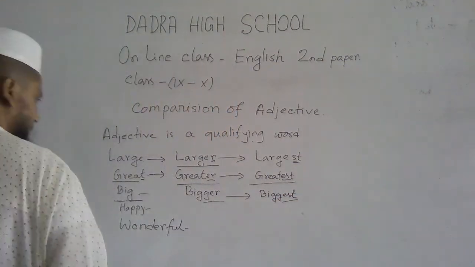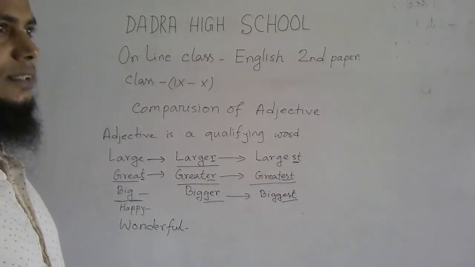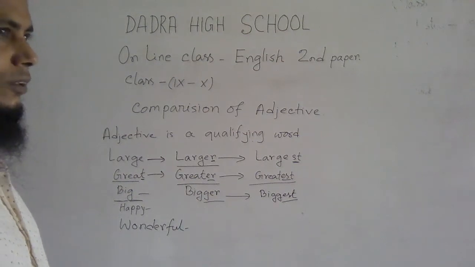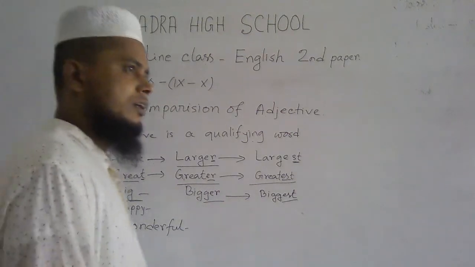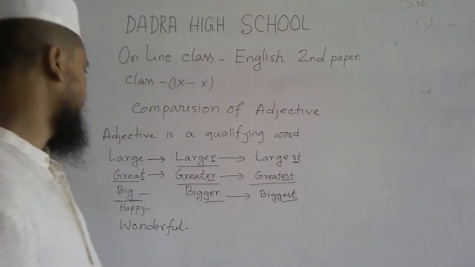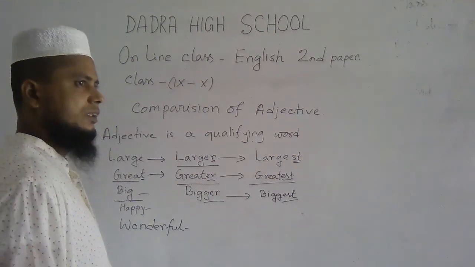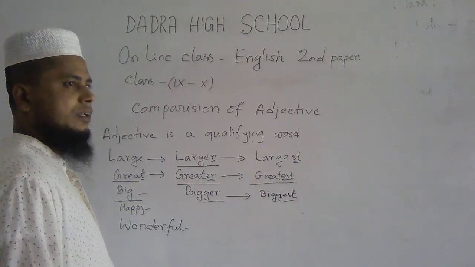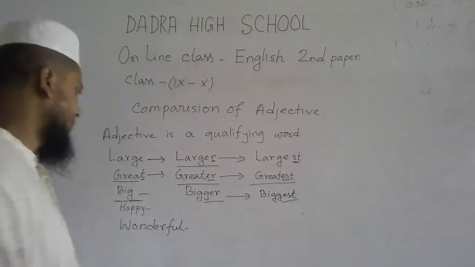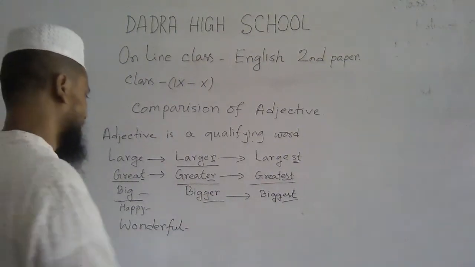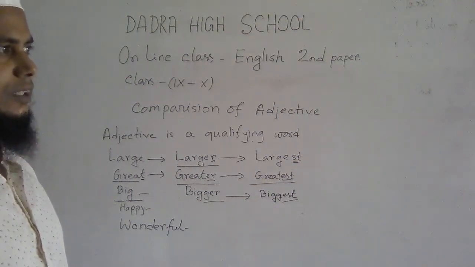Thus, you can treat such words that end with a consonant, when this consonant follows a single vowel. For those words, you will make the consonant that comes at the end of the word double, and then you will add ER to make comparative and EST to make superlative.